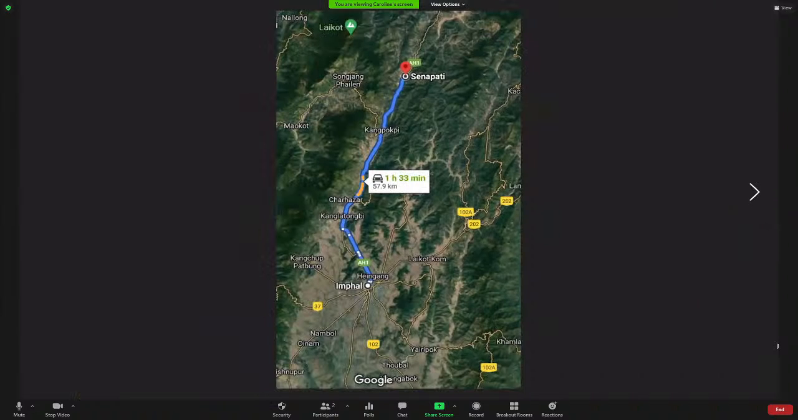So we went back through Imphal and then up into the hills.